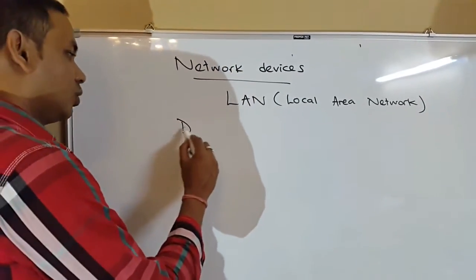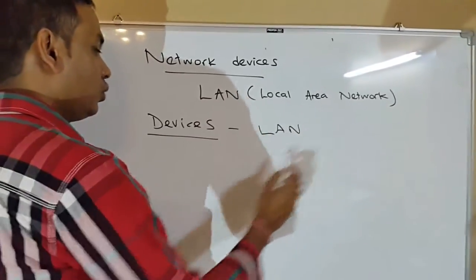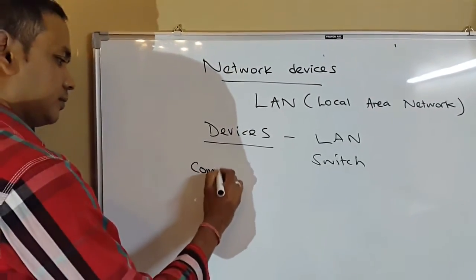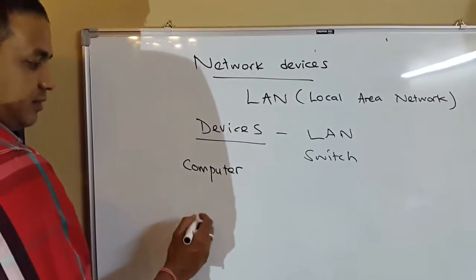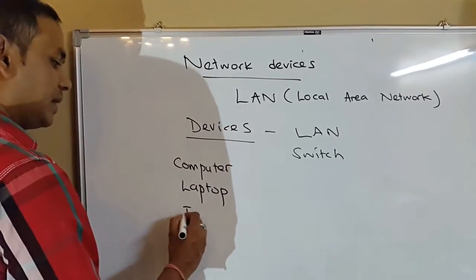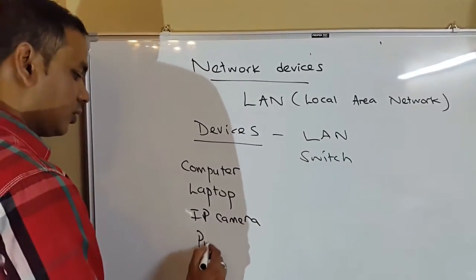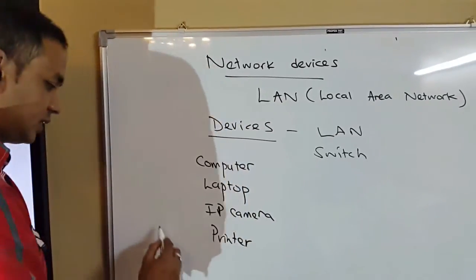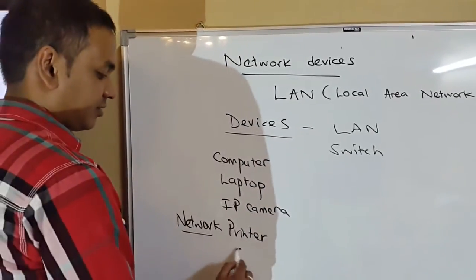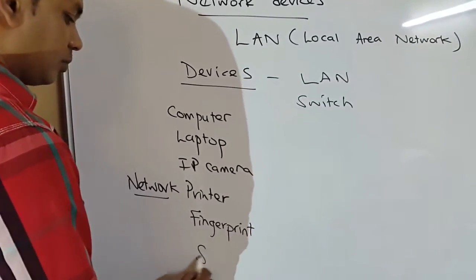Now, the devices that you can connect in a LAN, through a switch, are: you have computer, you have laptop, you have IP camera, you have printer, but it's not the normal printer, it's a network printer. You have devices like fingerprint, you have smartphone.